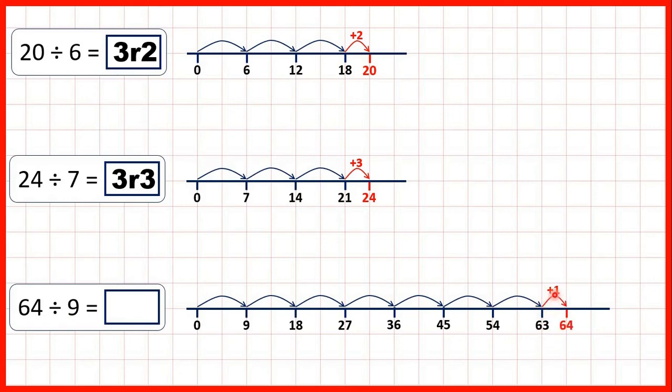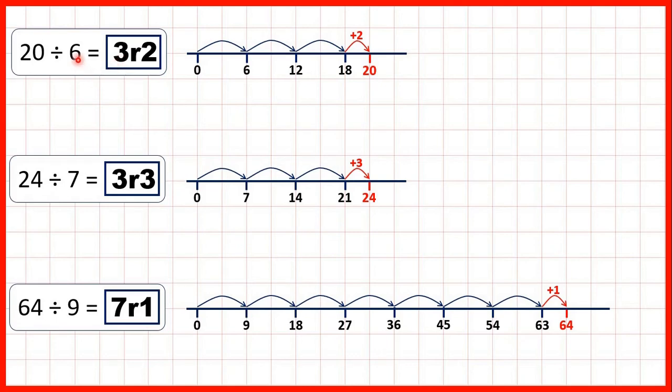We need to add 1 to get to 64. So our answer is 7 remainder 1. That's because we made 7 jumps of 9, but that only took us to 63, and from that we needed 1 more to get to our dividend, to get to 64. So that's why our remainder is 1.